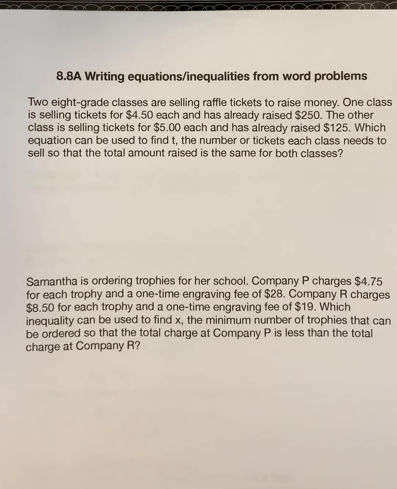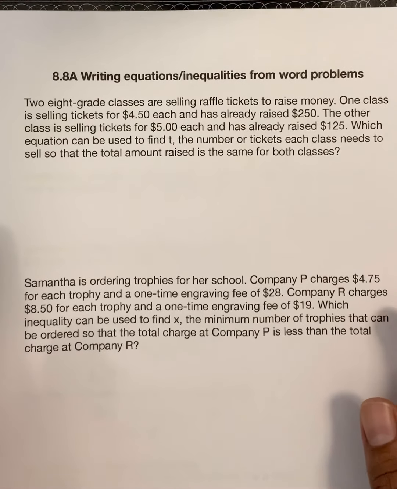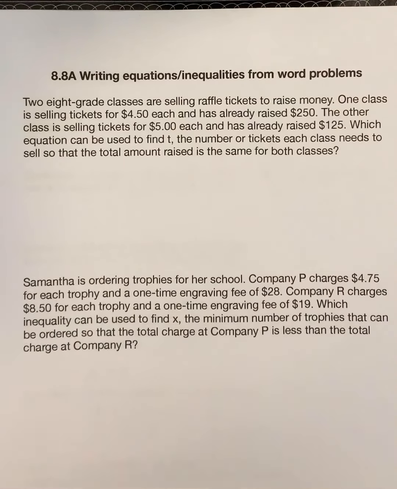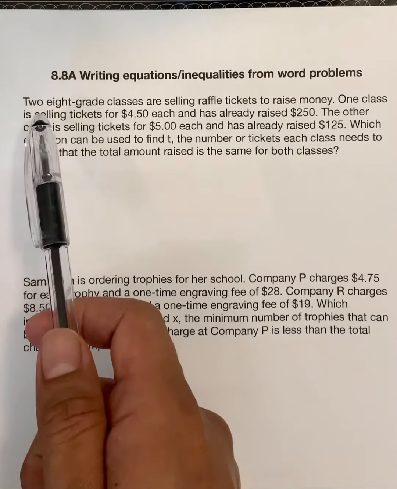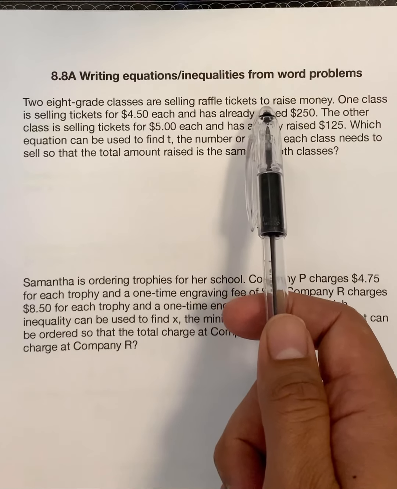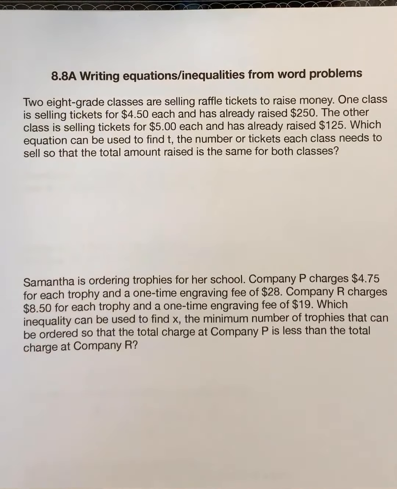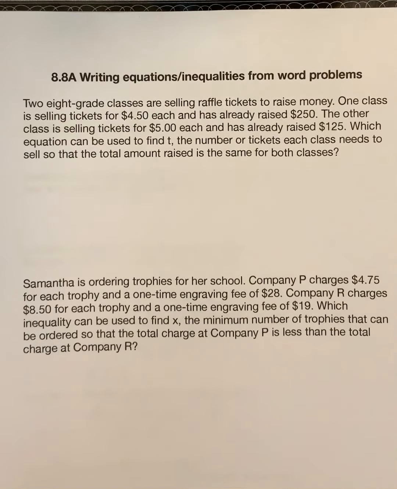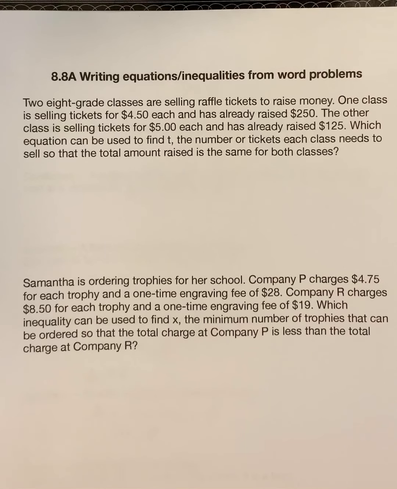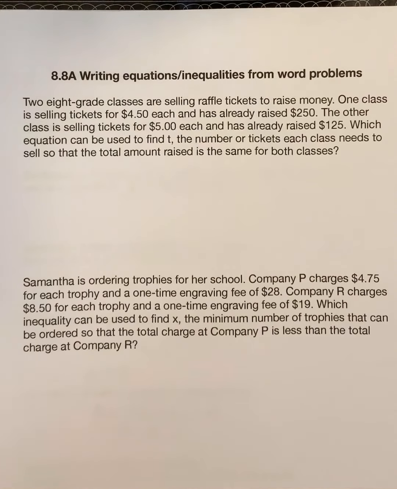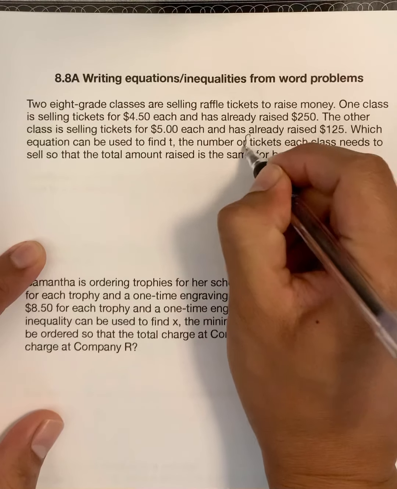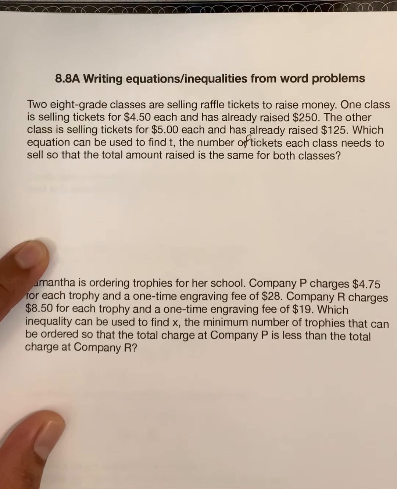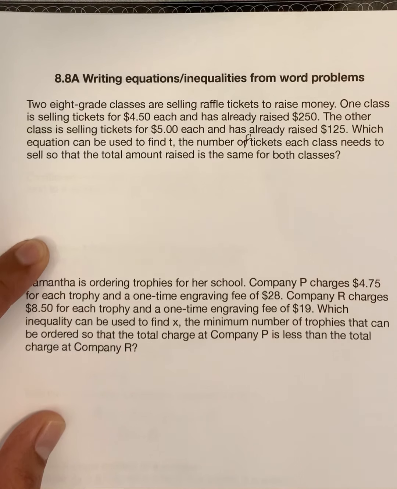All right, now let's go into the actual problems that you're gonna see on this assignment. So, two 8th grade classes are selling raffle tickets to raise money. One class is selling tickets for $4.50 each, has already raised $250. The other class is selling tickets for $5 each and already raised $125. Which equation can be used to find T, the number of tickets each class needs to sell so that the total amount raised is the same for both classes?